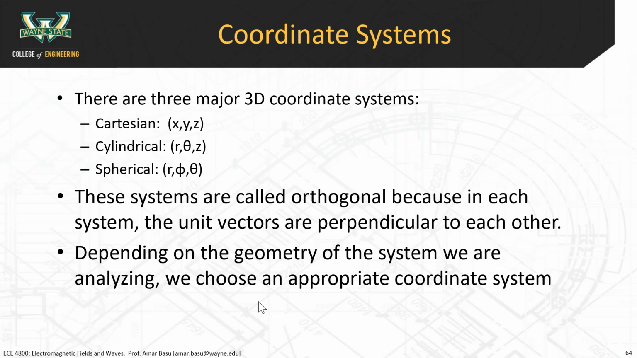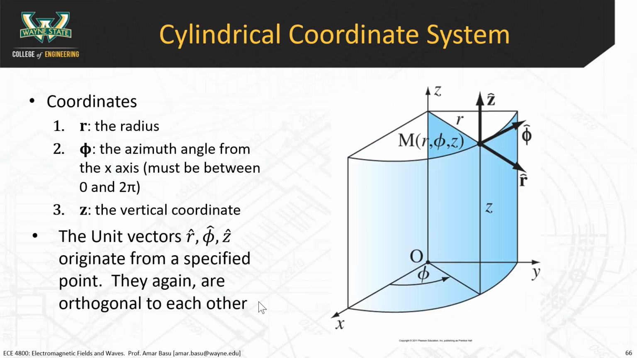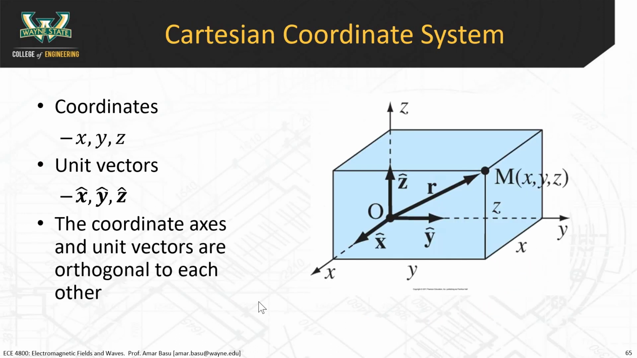Depending on the type of problem we are working on, you're going to choose an appropriate coordinate system. So if I go over some of these really quick, I just want you to get an intuition of them. The Cartesian coordinate system, you already know. It has x, y, and z coordinates, and the unit vectors are in the x hat, y hat, and z hat direction. So this is an orthogonal coordinate system where the vectors are basically linear.